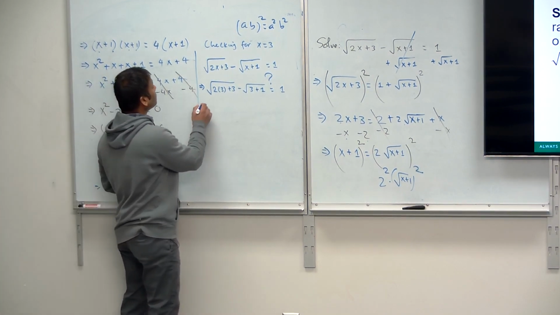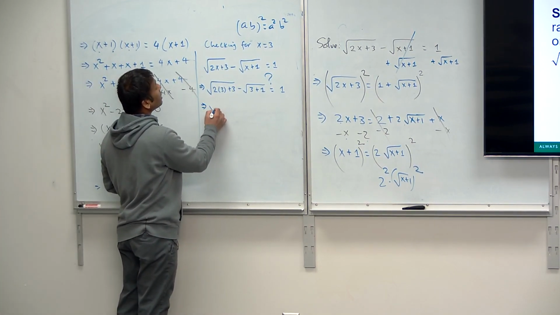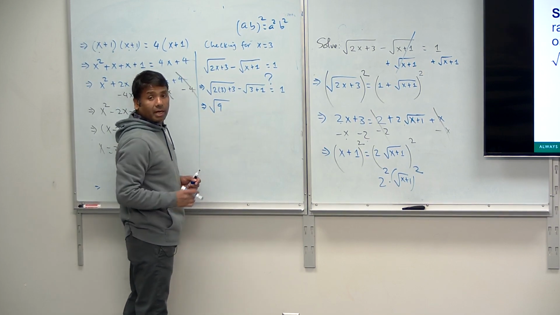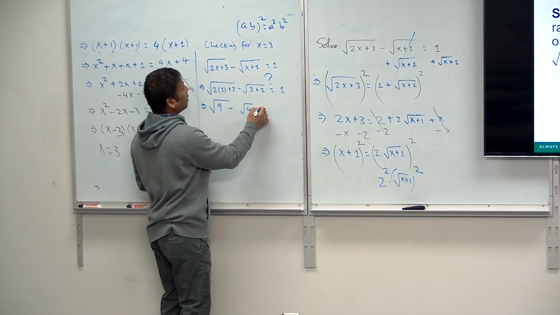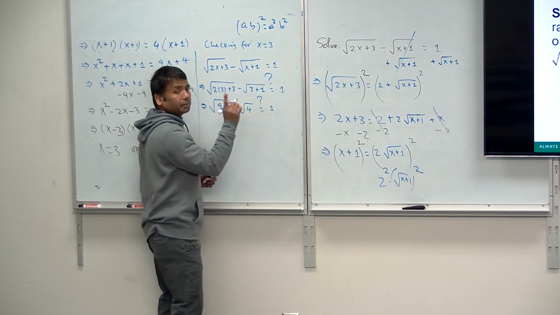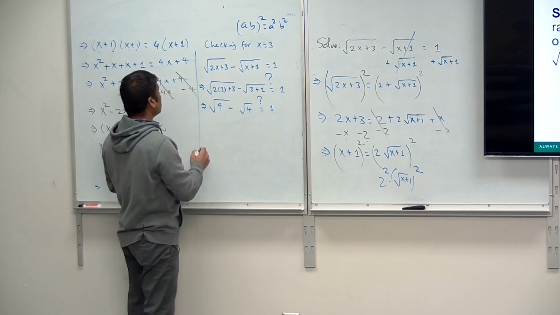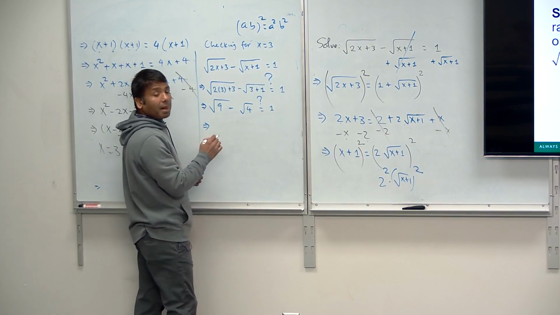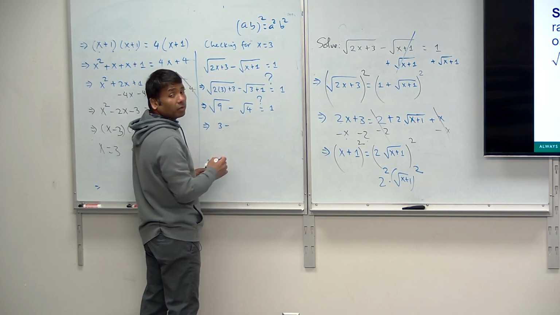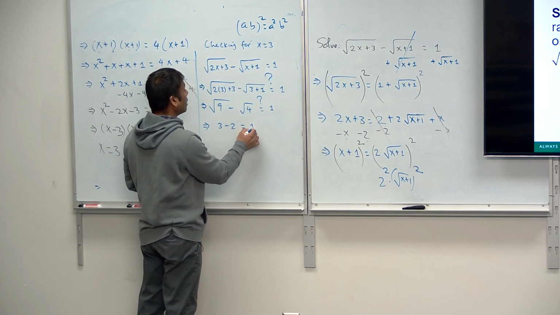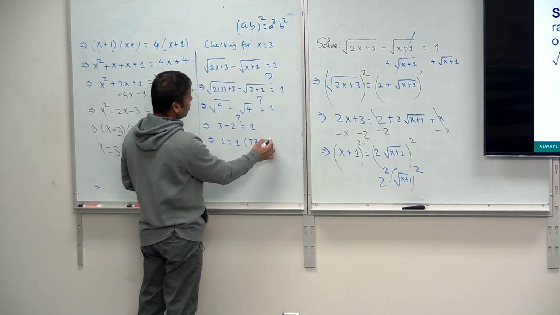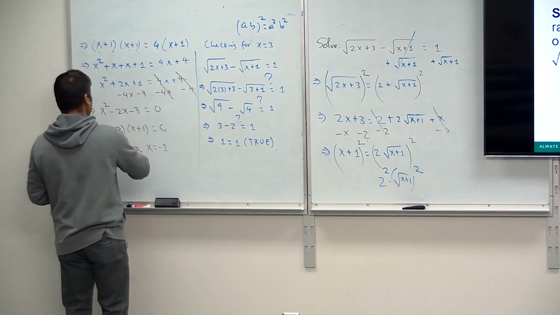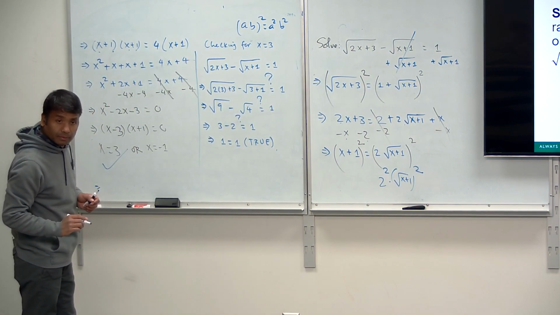So now, 2 times 3 is 6. 6 plus 3 is 9. So this is radical 9, right? Minus radical 4, equal to 1. Right? So now what is radical 9? 3. What is radical 4? 2. Equal to 1. So what is 3 minus 2? 1 equal to 1, which is true. So this is good. Right?